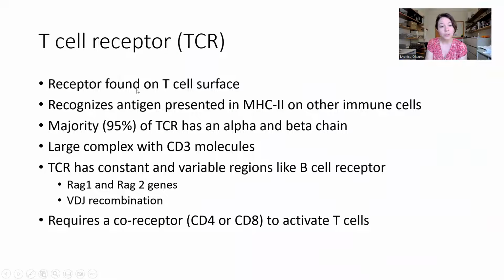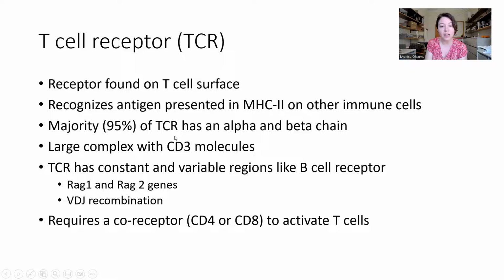Okay, so the T cell receptor is found on the T cell surface. It recognizes an antigen presented in MHC class II on other immune cells, ones listed before: macrophages, dendritic cells, B cells, microglia. Most T cell receptors have an alpha and beta chain. That was the one thing I pointed out previously. They do also have CD3 molecules as a complex. That doesn't matter unless you actively study the immune system.